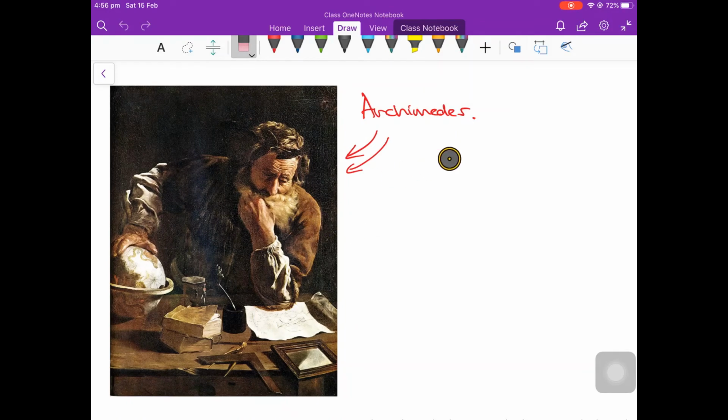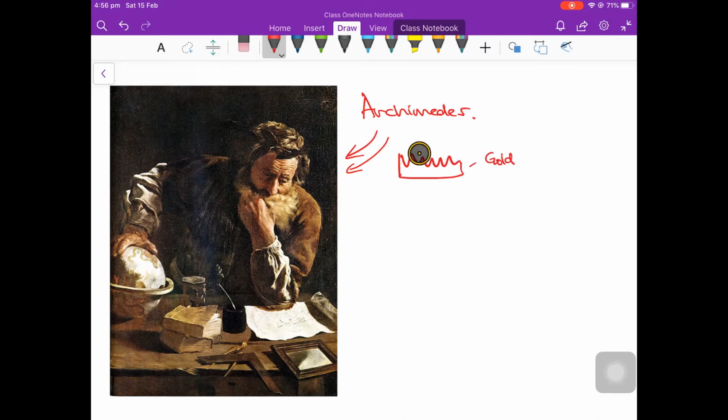The man in this picture is Archimedes. Archimedes was an ancient Greek mathematician, and one day the king of Greece came to Archimedes and said, Archimedes, I have just had a crown made for myself, and I wanted the crown made out of gold.